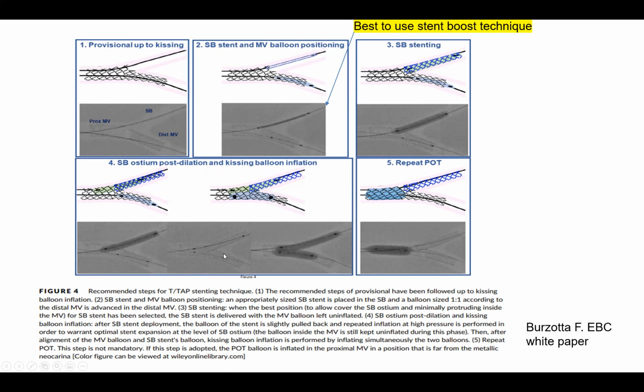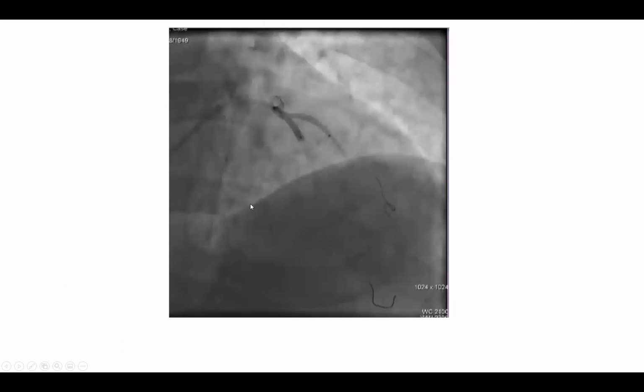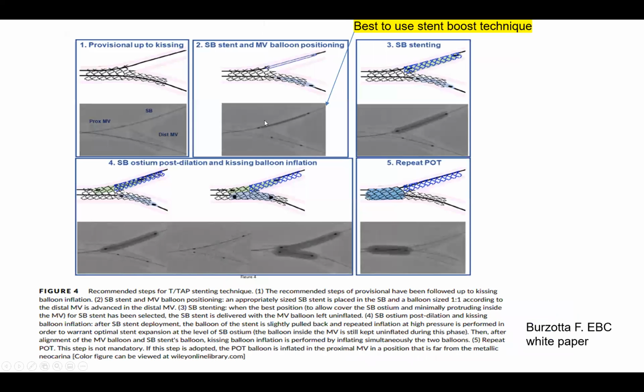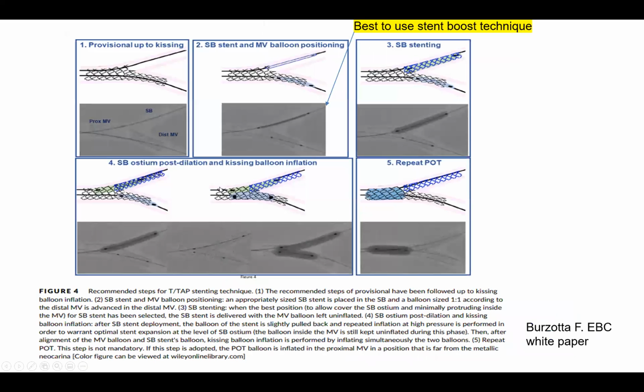If you have the perfect conditions, the proper sizing of the main branch and side branch, you can apply it to a narrower angle. Not just that, if you have the perfect imaging and you know how to position, you can also apply it to a narrower angle, as they did here in those two cases in the EBC paper. They applied TAP to an angle of 30 degrees.